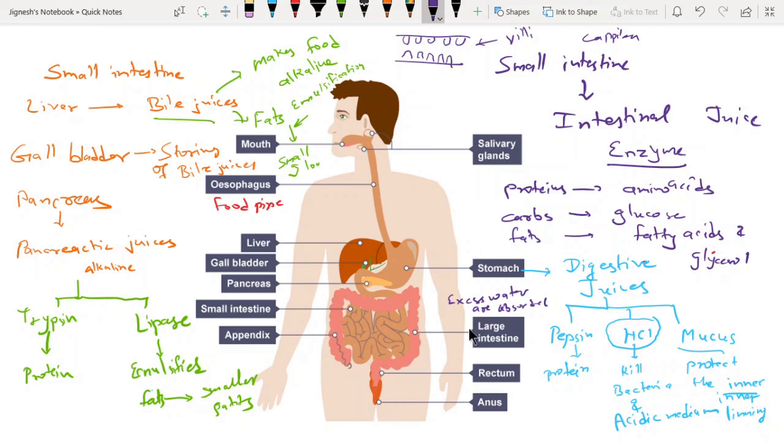So dear students, this is all about digestion of food in human beings.